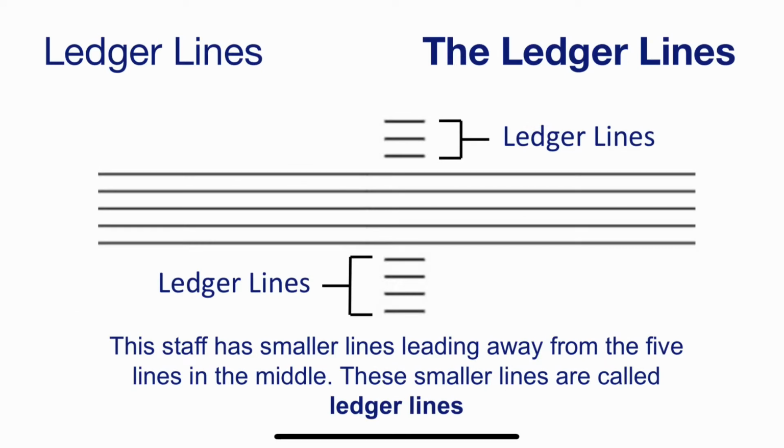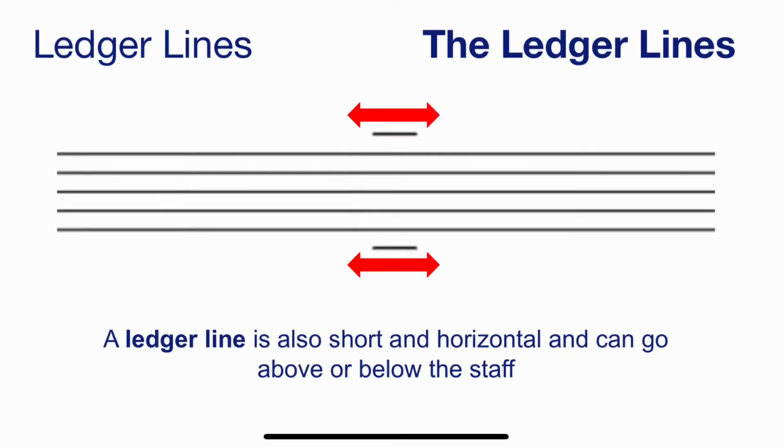This staff has smaller lines that are leading away from the 5 longer horizontal lines in the middle. These smaller lines are called ledger lines. It's important to know that a ledger line is short and horizontal. A ledger line can also go above or below the staff.